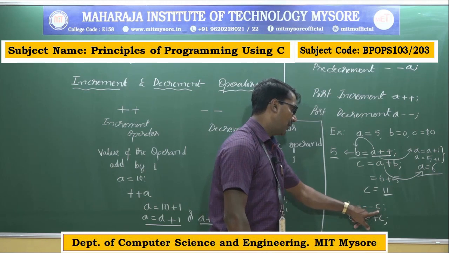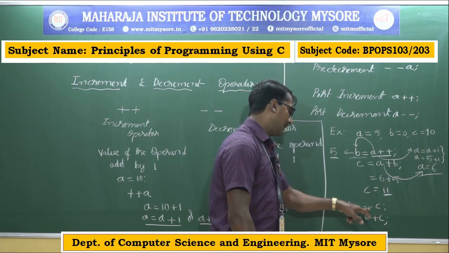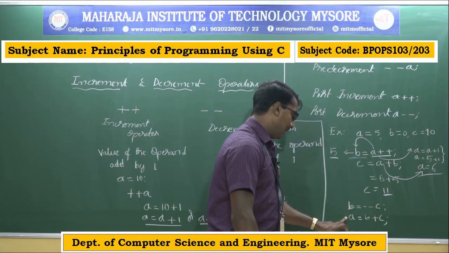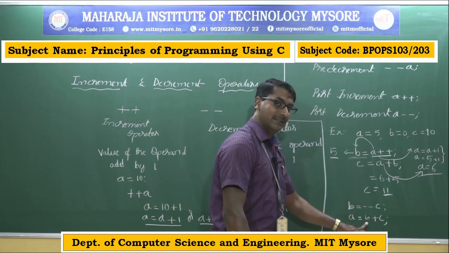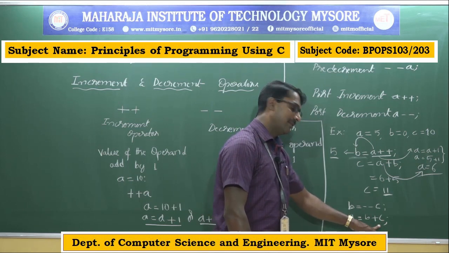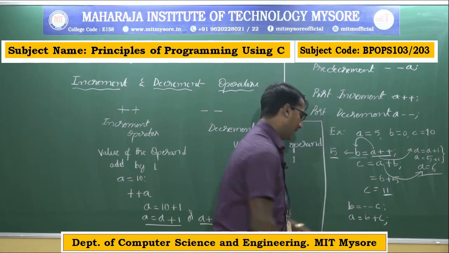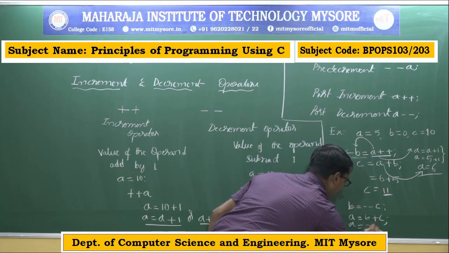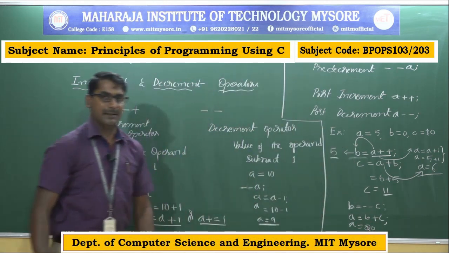Now the value of c is 11, decremented by 1. Now the value of c is 10. 10 will be assigned to b. Next, a is equal to b plus c. Now the value of b is 10, then the value of c is 10. 10 plus 10 is 20. Now a is equal to 20. Okay, this is the prefix operator.